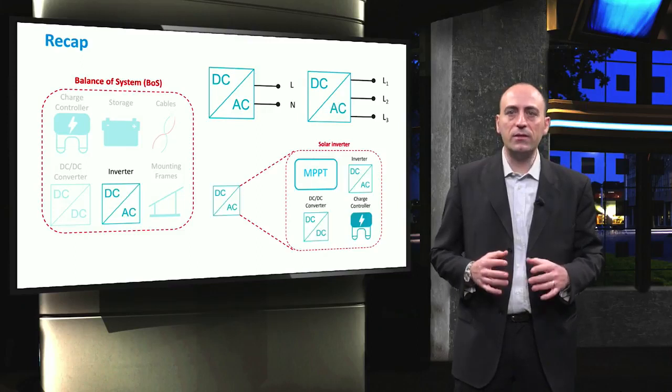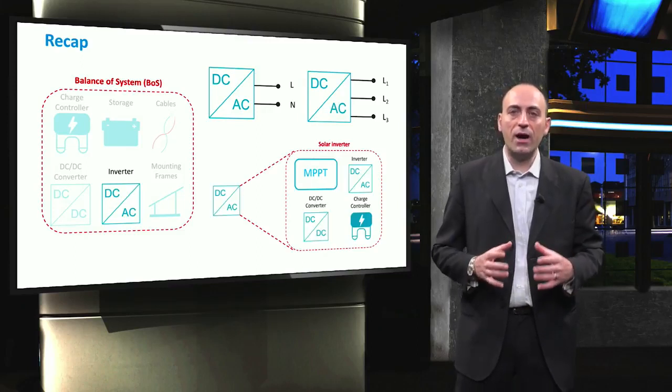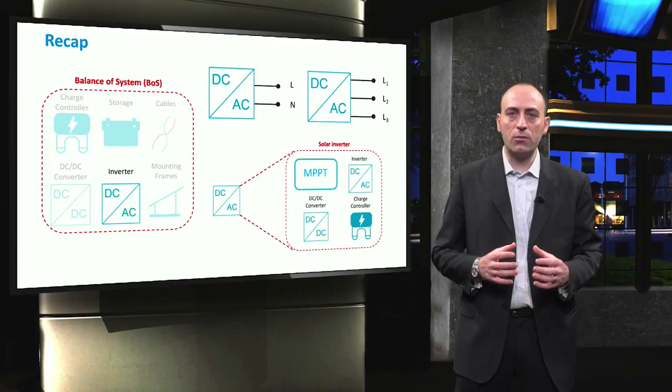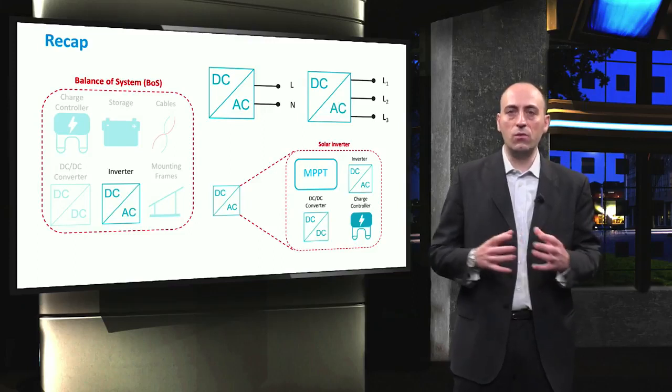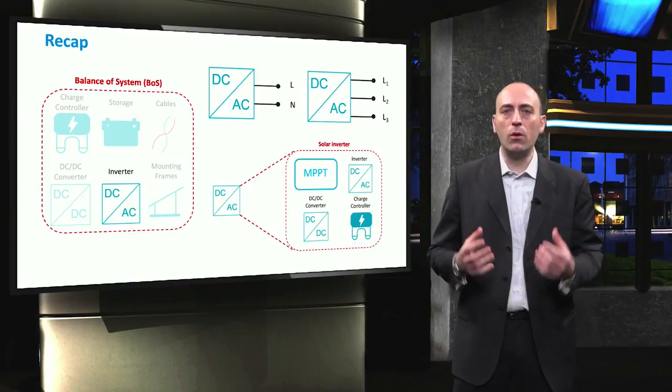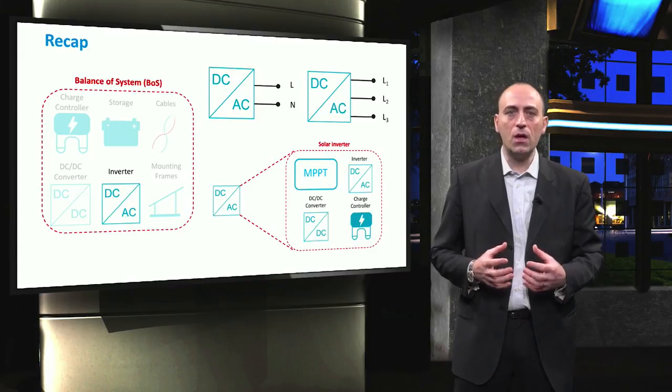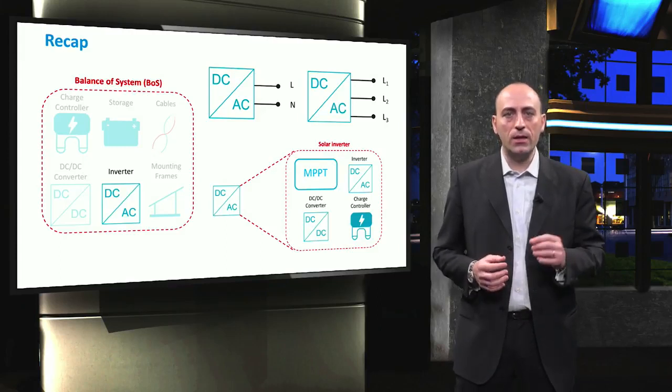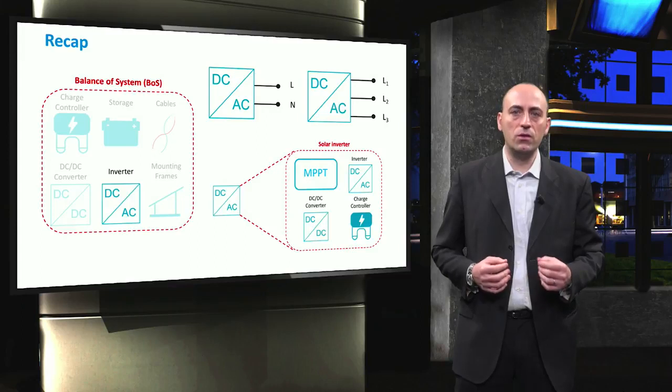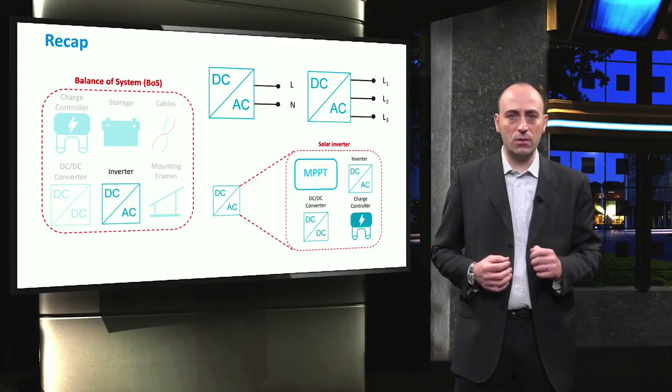Finally, we clarified that the word inverter can refer either to the power conversion section that modifies the signal from DC to AC, or to the overall power electronic device that includes also other components. In the next video, we are going to see how the inverter is used in different types of PV system configuration.